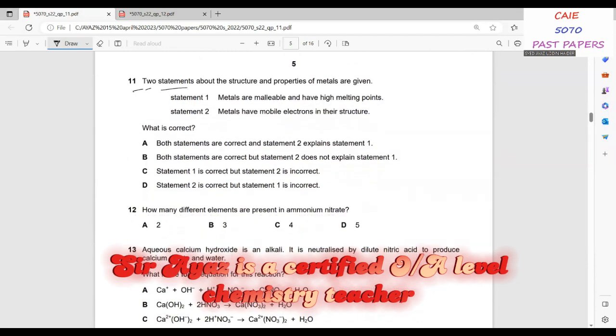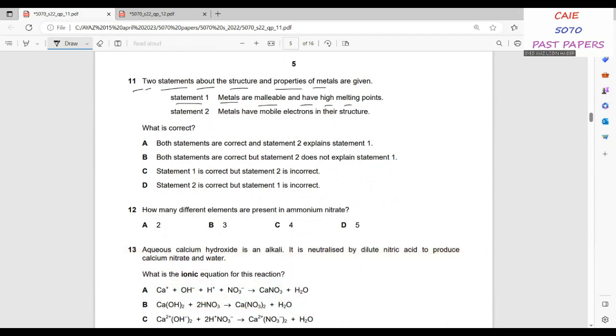11. Two statements about the structure and properties of metals are given. Statement 1, metals are malleable and have high melting point. Statement 2, metals have mobile electrons in their structure. What is correct? A, both statements are correct and statement 2 explains statement 1.